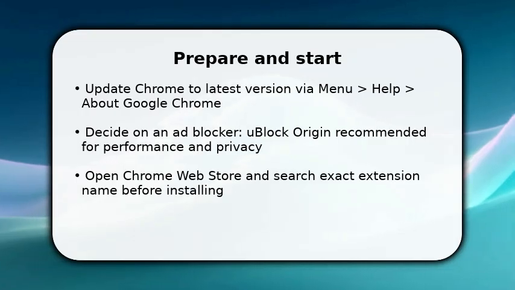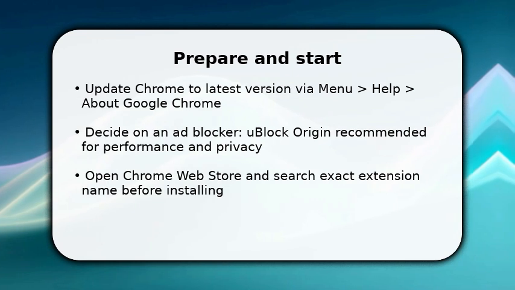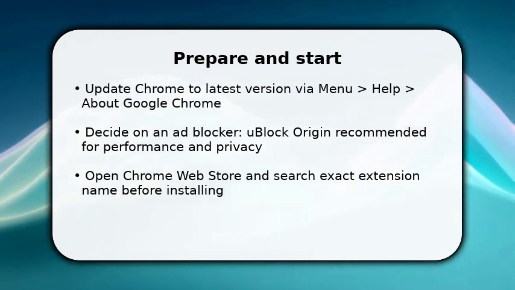You'll begin by making sure Chrome is up to date. This prevents compatibility problems with extensions. Once done, choose a reliable blocker like uBlock Origin because it balances speed and privacy.